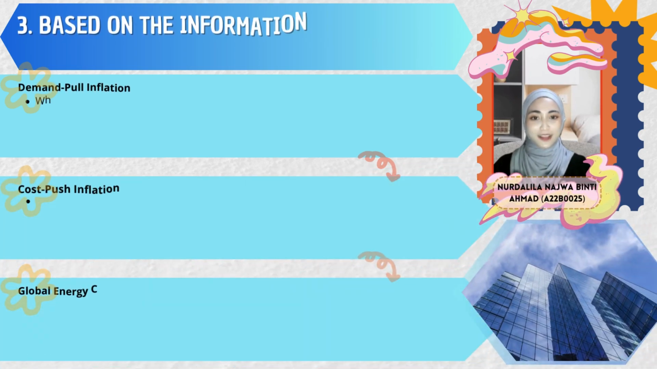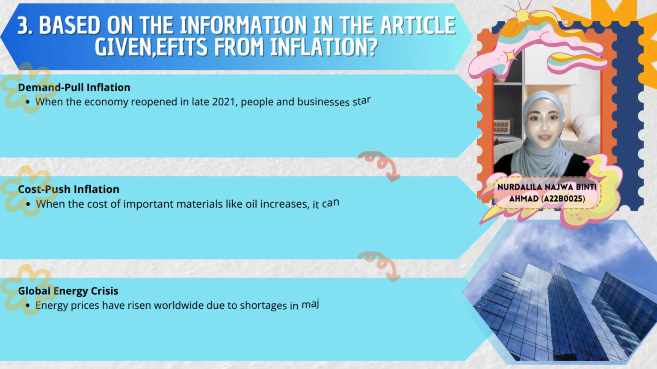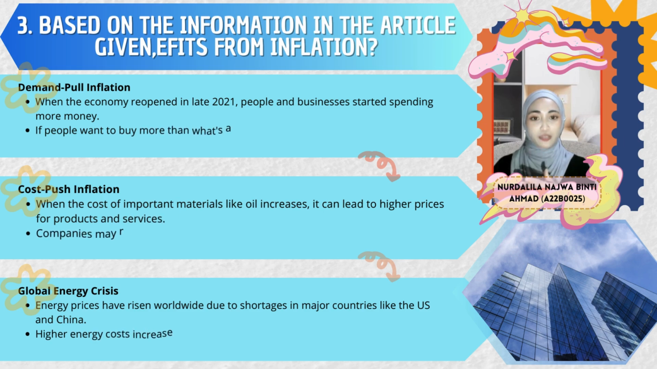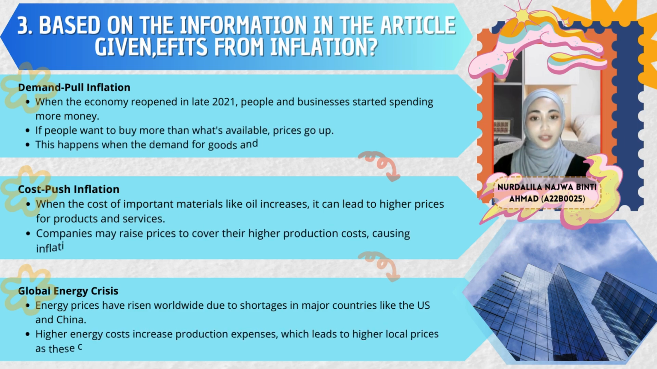Today, I will discuss the causes of inflation in the domestic market. Firstly, demand pull inflation. Demand pull inflation occurs when demand exceeds supply. For example, with the reopening of the economy in late 2021, consumer and business spending increased, putting pressure on available resources. When aggregate demand grows faster than aggregate supply, prices will increase.